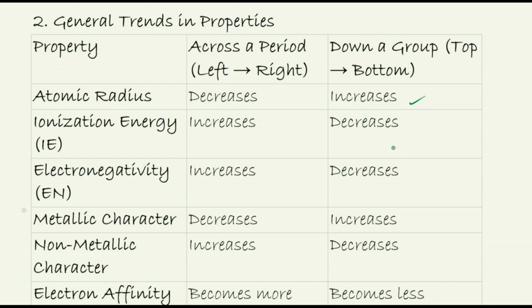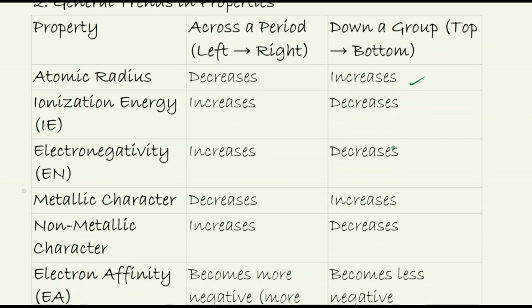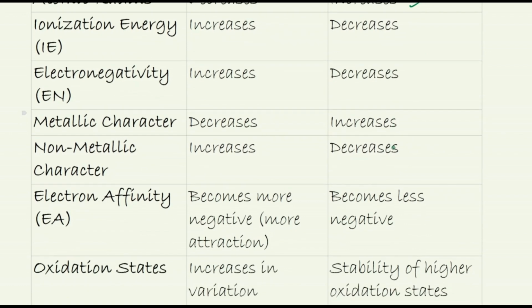Then metallic character. We all know across the period it decreases, because S block elements are more metallic in nature compared to P. P block elements are more non-metallic, and include metalloids, isn't it? Then moving top to bottom, the metallic character increases.